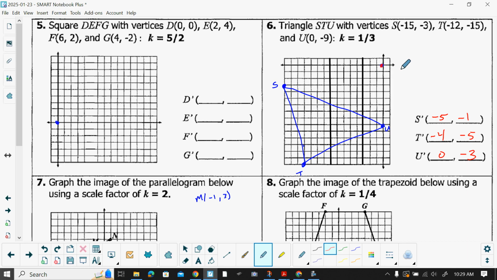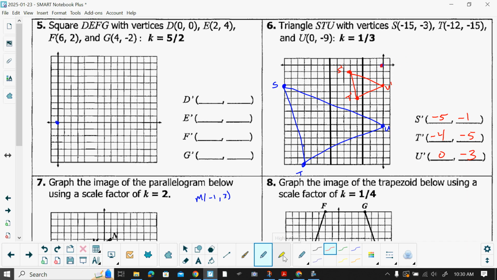Okay, we're starting at the origin. Negative 5, negative 1. So 1, 2, 3, 4, 5. Negative 1 is right there. There's my new S. My new T, negative 4, negative 5. So 1, 2, 3, 4, 1, 2, 3, 4, 5. You can already tell this one seems a little bit different. 0, negative 3. 1, 2, 3. U prime. So notice this one does not land in the same place. It doesn't land inside of it.